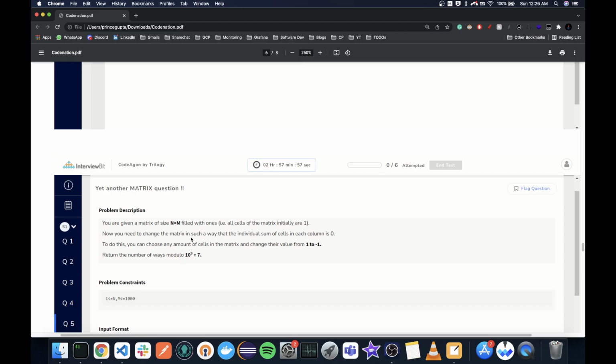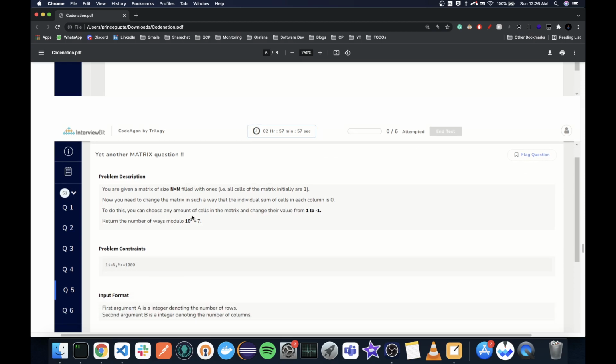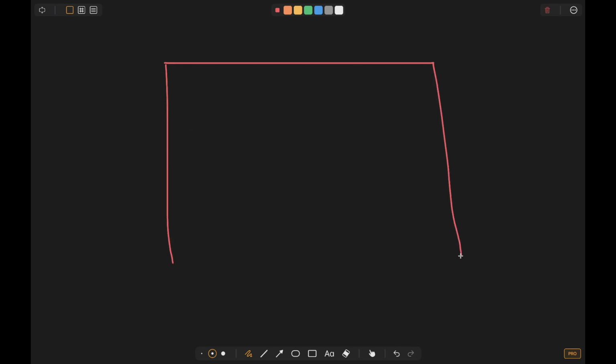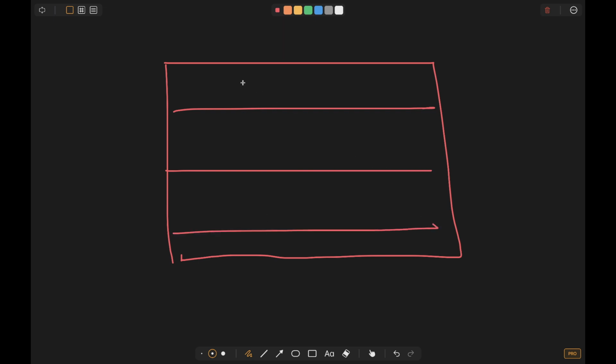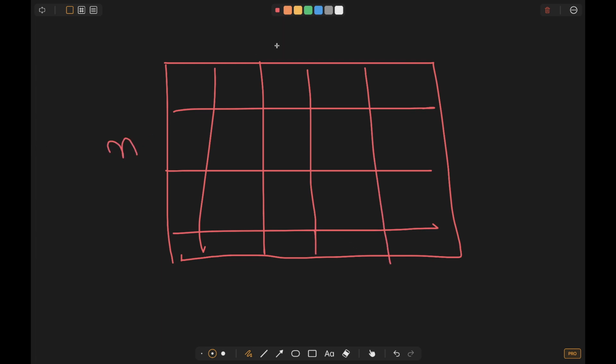So let's see, this was the problem. We have a matrix in this problem. Yes, I'm trying a new whiteboard, by the way. It's black, I guess. So we have a matrix of n by m dimensions. I think this whiteboard looks pretty good. So n by m, and initially everything is 1 inside of it.